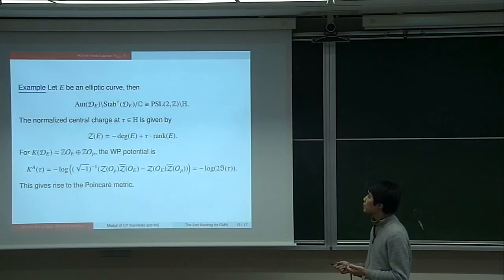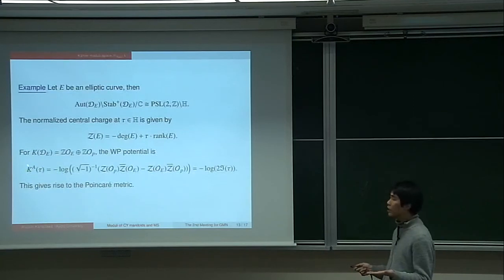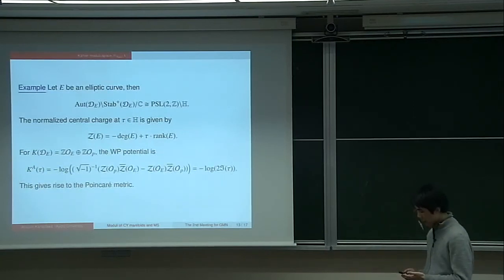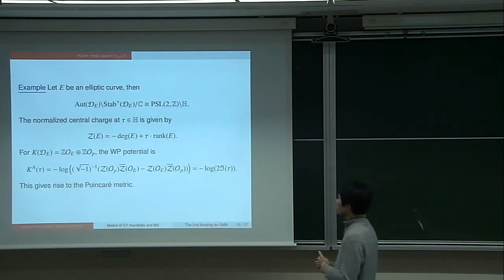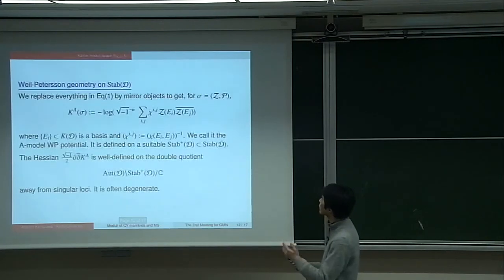The Grothendieck group of the category has a nice basis given by the structure sheaf and the skyscraper sheaf. Following the definition, you can compute the potential to get this one. So the metric we get in the end is a nice Poincaré kind of metric. It's a nice indication that we are going in a good direction.